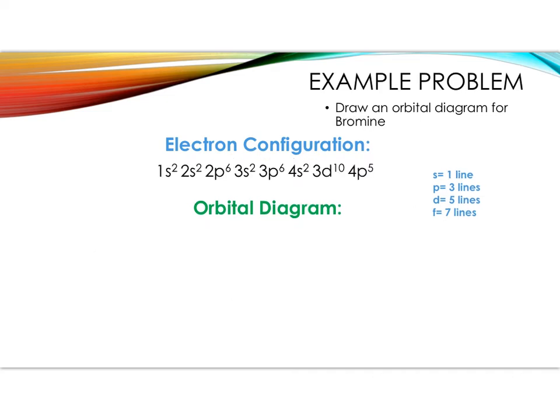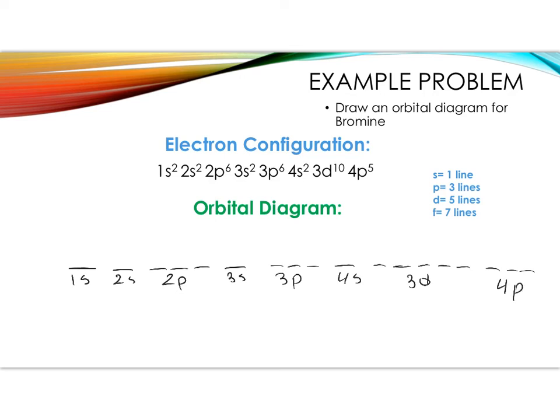Let's try bromine, right? Bromine's a little bit longer. So we have 1s, 2s, 1, 2, 3 for 2p. We have 3s, 1, 2, 3 for 3p. We have a 4s, and then d, remember you get 5 lines. So this is our 3d, and then 1, 2, 3 for our 4p. Right? Notice I'm not putting our exponents in these orbital diagrams.